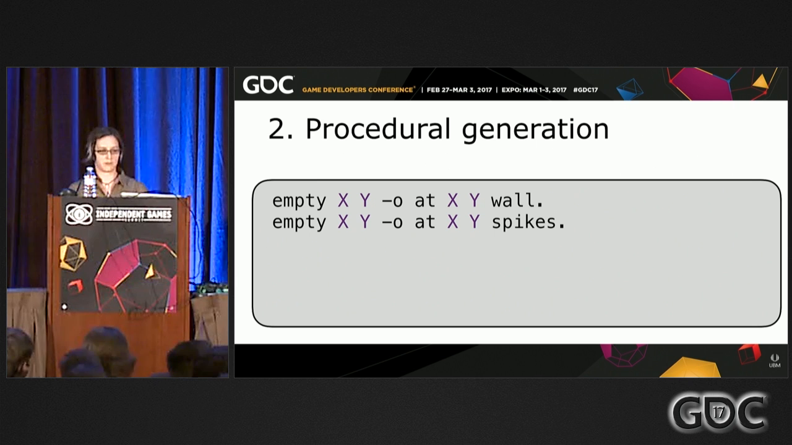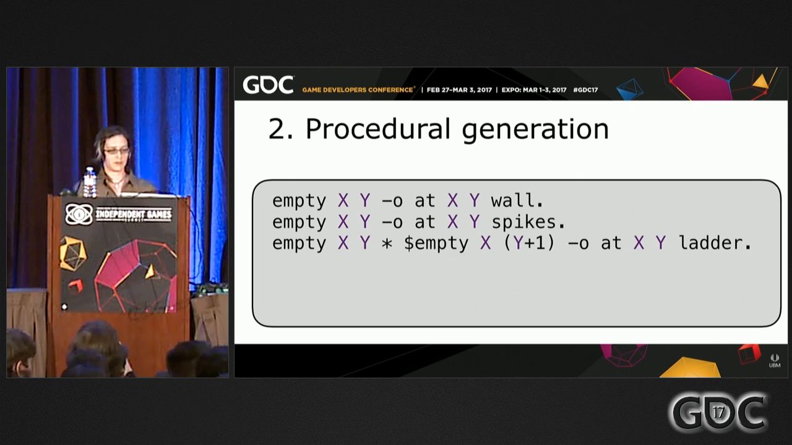Because Scepter randomly picks between sets of rules that can fire, you can start out by saying everything in the world is empty at coordinates x and y, and then you can, at random, replace those things with the fact that there's a wall there or the fact that there are spikes there. You can also introduce some more interesting constraints, like for example, if you only want to put a ladder in a location where there's an empty space above, then you can also add that condition.